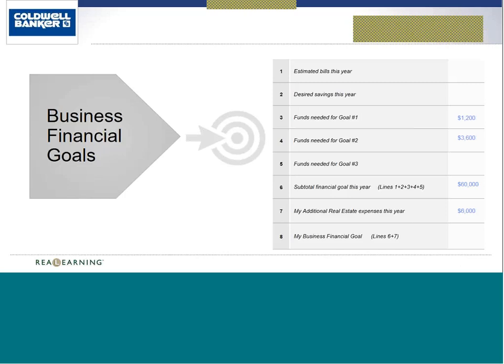Desired savings. We put some numbers in here, so if my bills are $42,000 and my desired savings is $10,000, we give them 3 choices for additional goals, like maybe they want to get a down payment for a new car, maybe they want to join the gym, who knows, whatever it is, we're asking them to tally these things up. You can see line 8 says my business financial goal is $66,000.